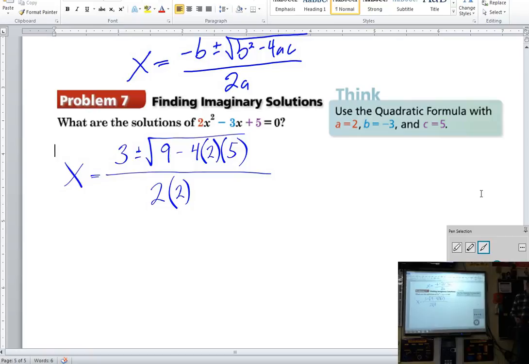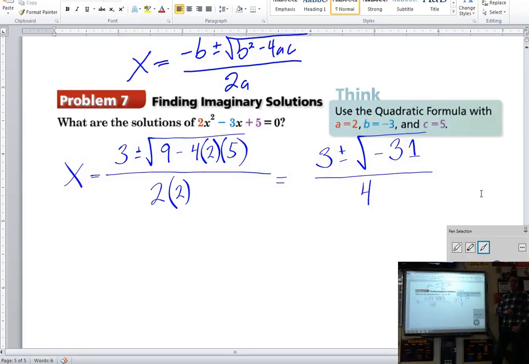Okay, so far so good. These values don't seem too bad. We end up with 3 plus or minus the radical. So 4 times 2 is 8, times 5 is 40. 9 minus 40, we get our negative 31. And over 4.